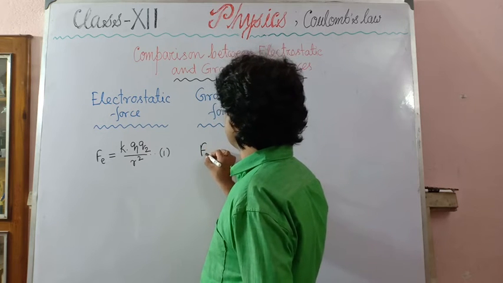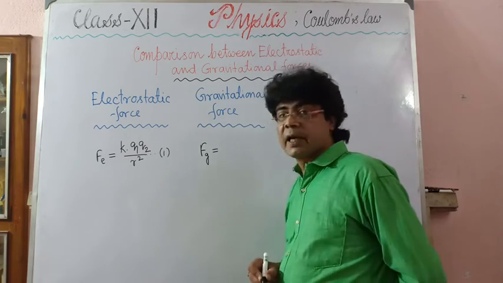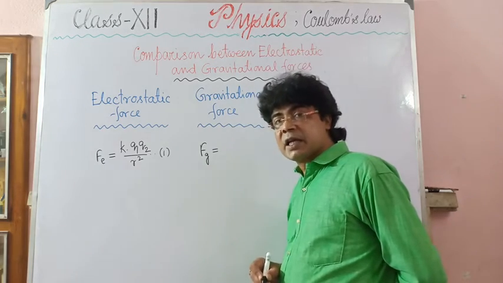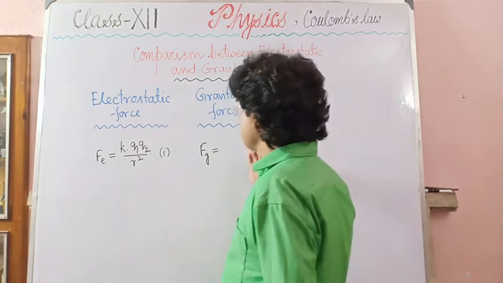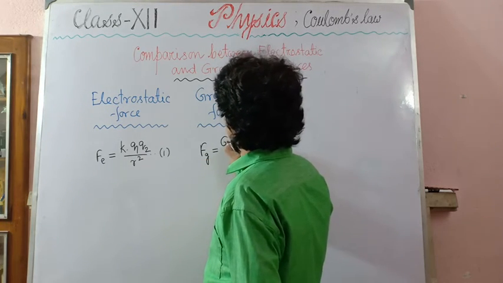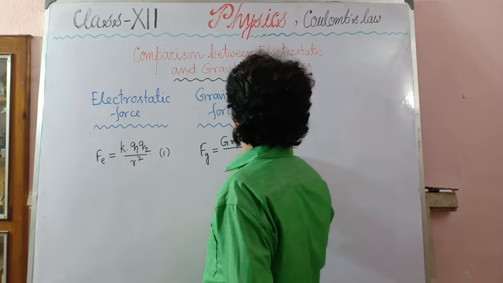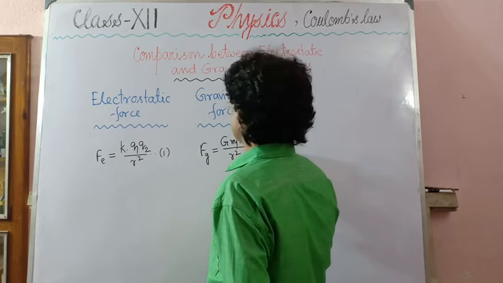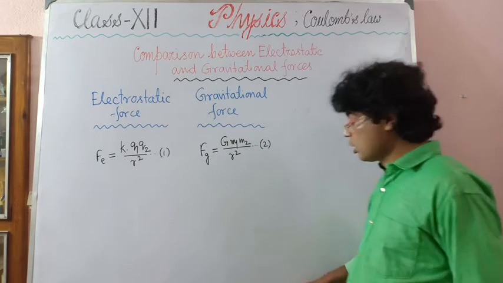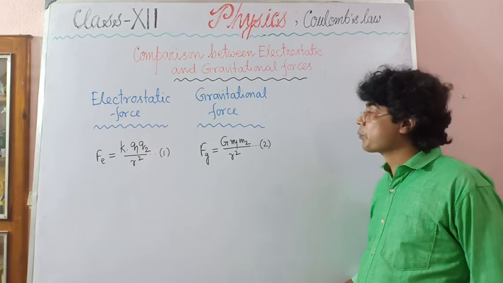gravitational force between the two point masses m1 and m2 separated by a distance r is expressed as Fg equals capital G m1 m2 by r square, where capital G is universal gravitational constant.